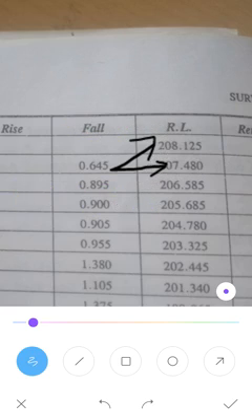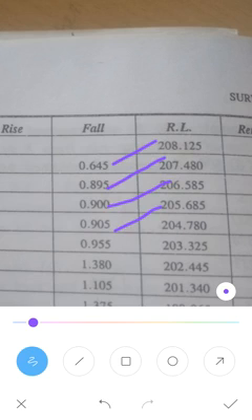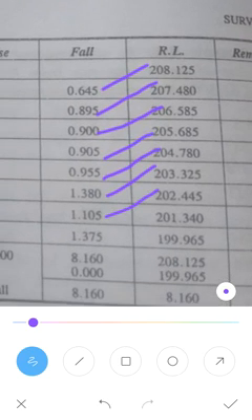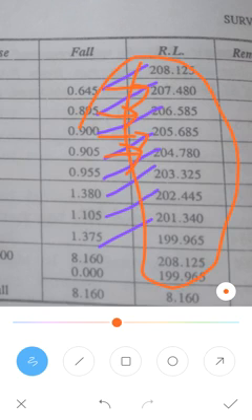So every time you take a difference between these two, between these two, between these two, this one, this one, this one, this one, and this one. So you will get the respective RL. This is how you have to find out the RL by using the rise and fall method.